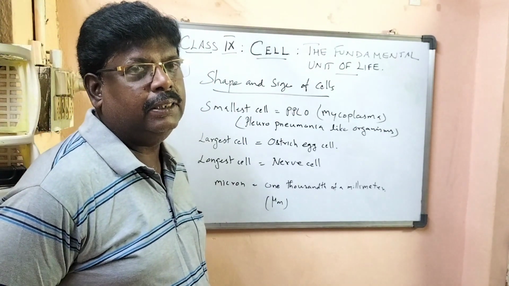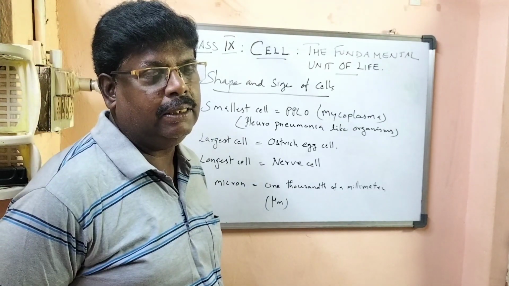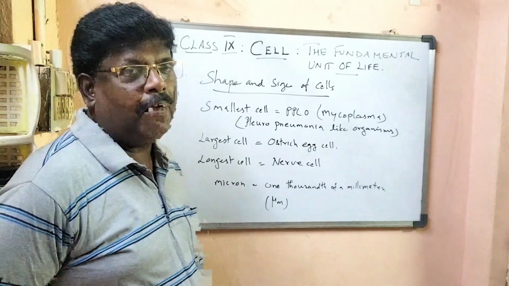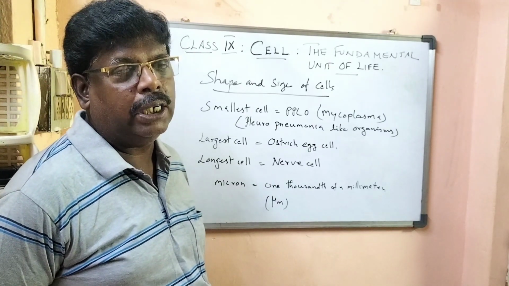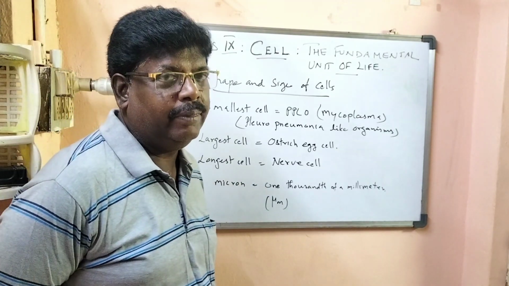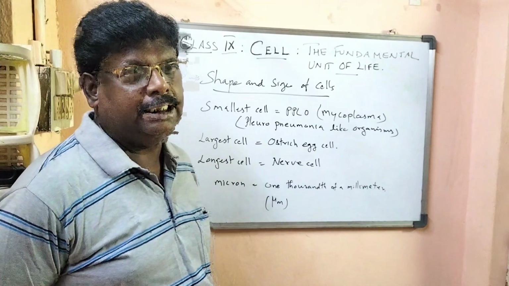The smallest cell is also known as PPLO or mycoplasma. I have written the expansion of PPLO there: pleuropneumonia-like organism. Smallest cell. And the largest cell is the ostrich egg cell. Ostrich egg cell, largest cell.